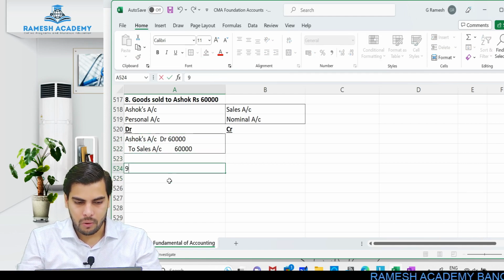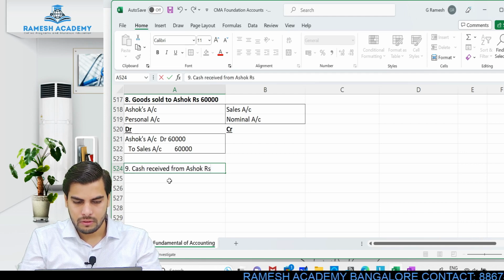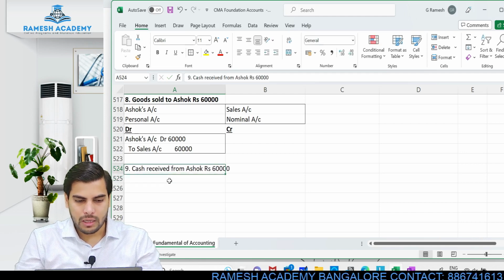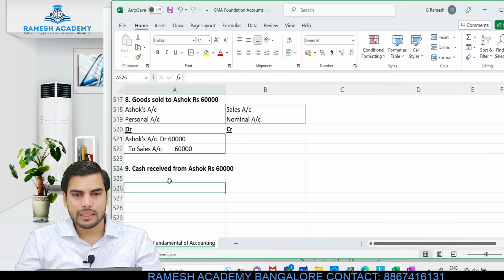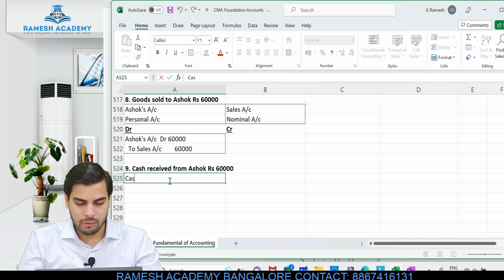Okay, so now let us say cash received from Ashok rupees 60,000. So once the credit period is over, what do we do? Don't you think we'll be collecting the cash from our customer? So what are the two accounts which will get affected?